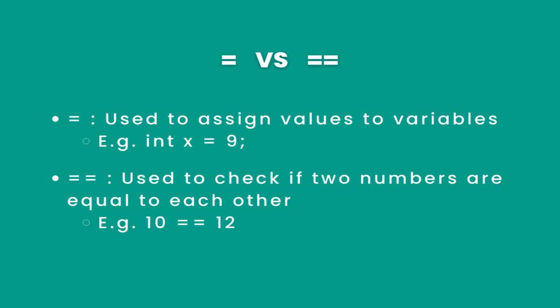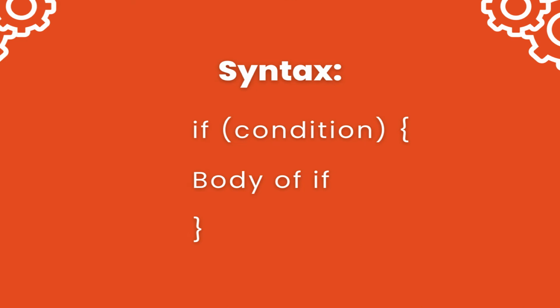So now let's look at the if statement. The syntax to follow for the if statement in C++ is this. In this syntax, only if the condition inside these parentheses is true, then whatever code is in the body of if will be executed. If the condition is not true, the body of if will not be executed. And the body of if is where you will write the code that you want to be executed.